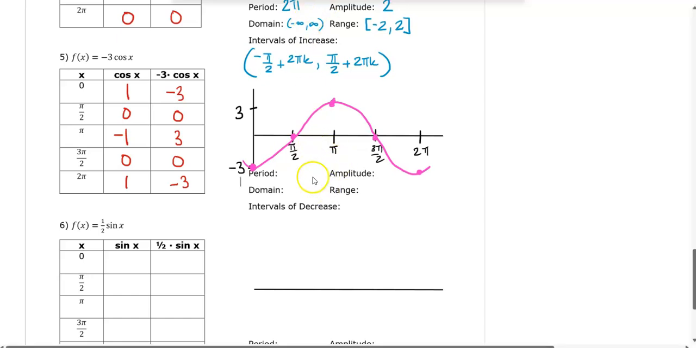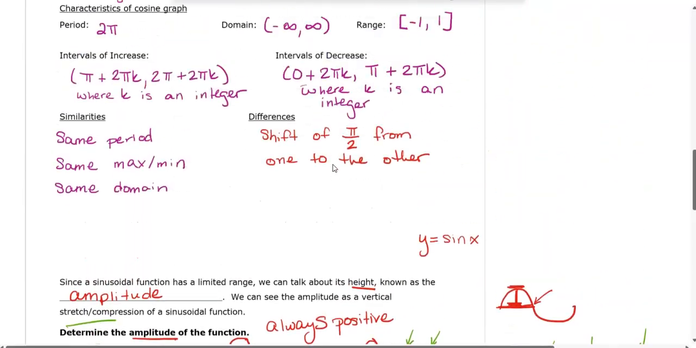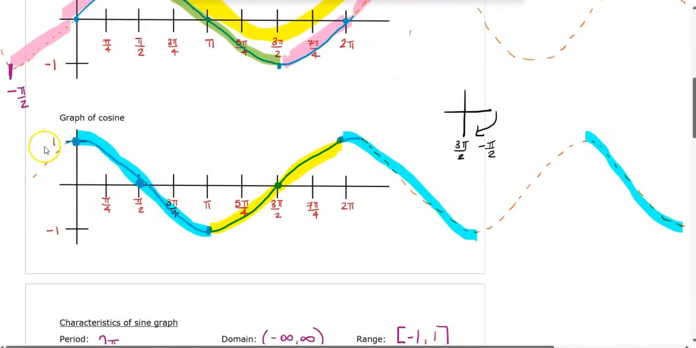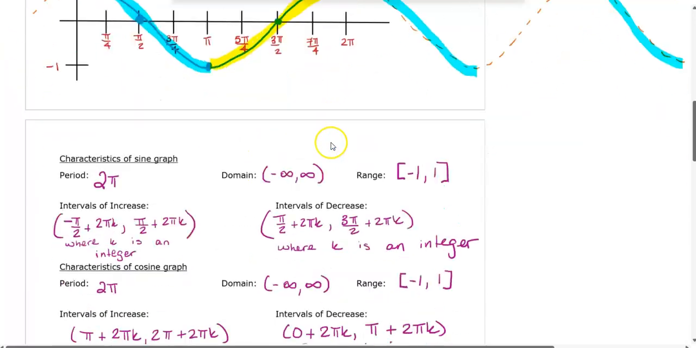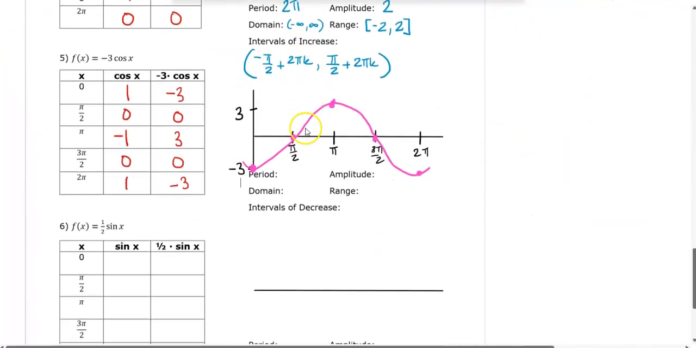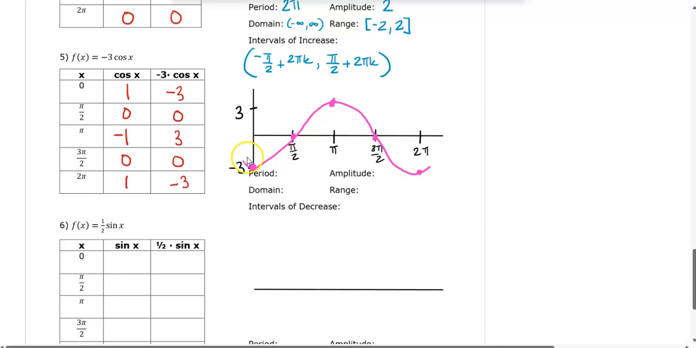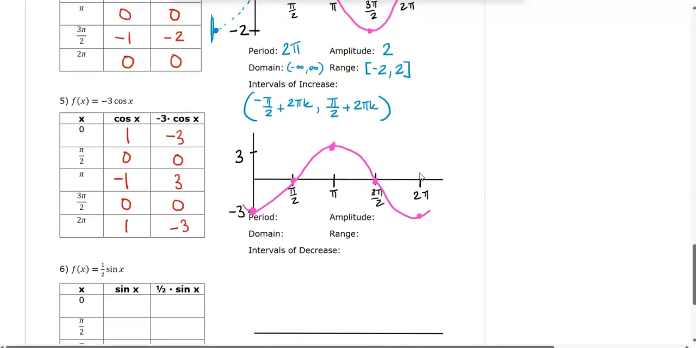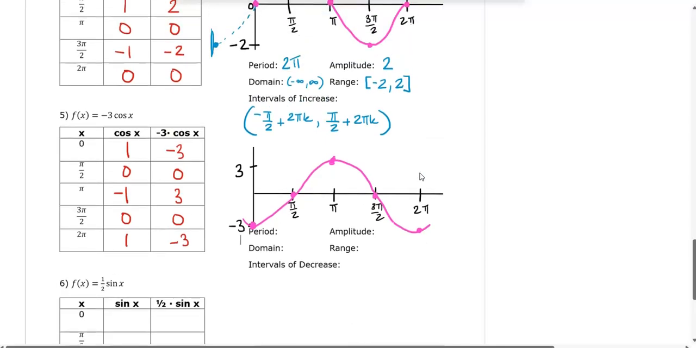Now, if you compare this right now to how it looked right here, notice here it started at the top at 1, went down to the bottom at -1 at pi, and back up to the top at 2 pi. Let's come back to this one. It starts at the bottom at -3, goes up to pi, and then comes back down to -3. So, what do you think could be causing that change?